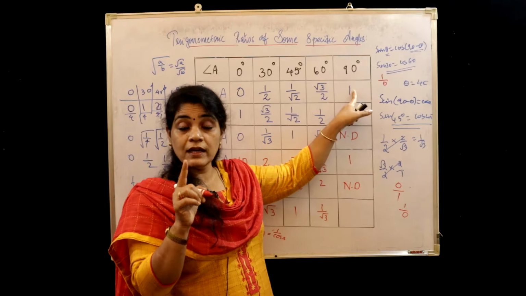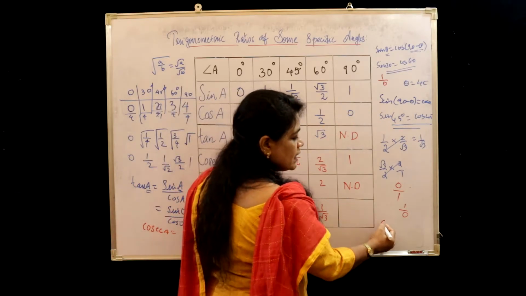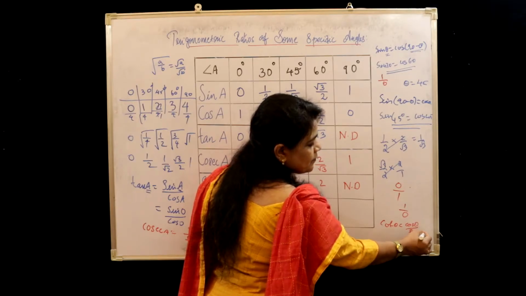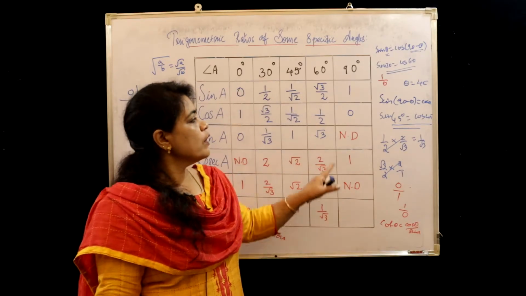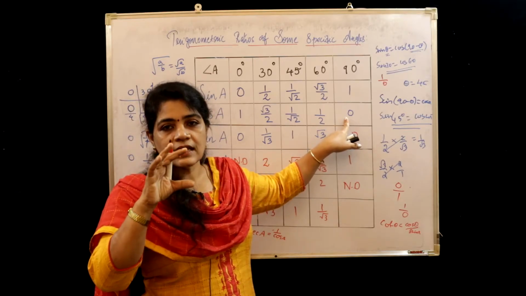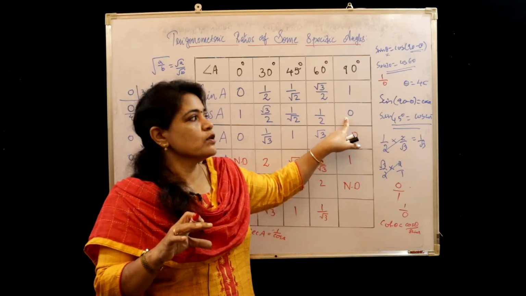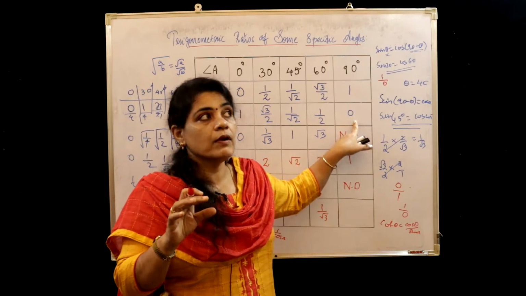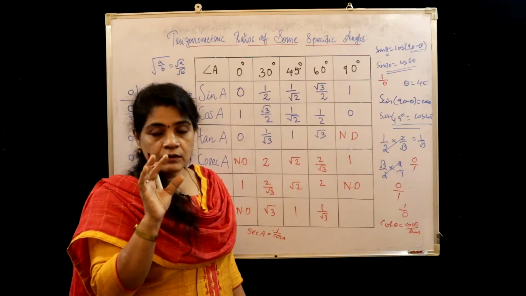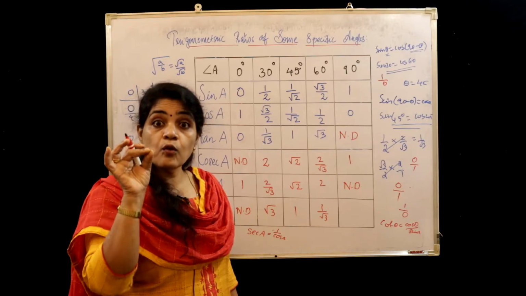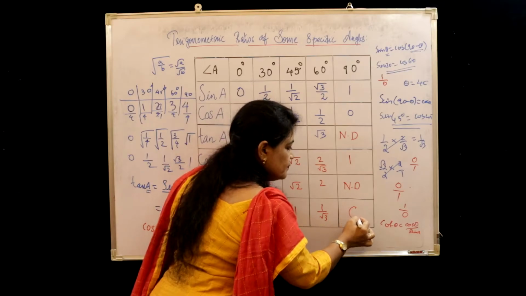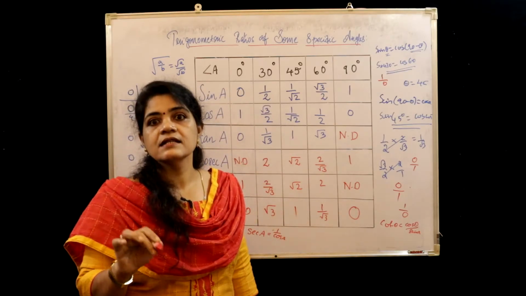And here comes 0 by 1. By the quotient relation, cot theta equals cos theta by sin theta. So children, you take the ratio of cos 90 by sin 90. Cos 90 is 0 divided by 1, and 0 divided by 1 is 0 itself. Please don't write not defined, that is for 1 by 0. 0 by 1 is 0, so cot 90 is 0.